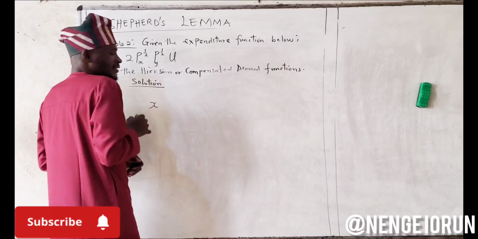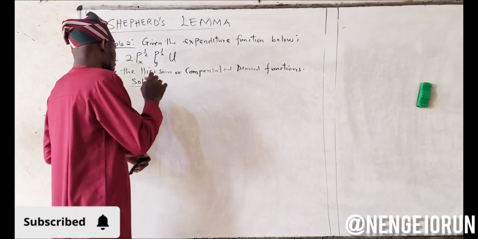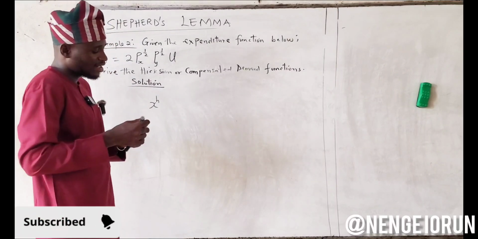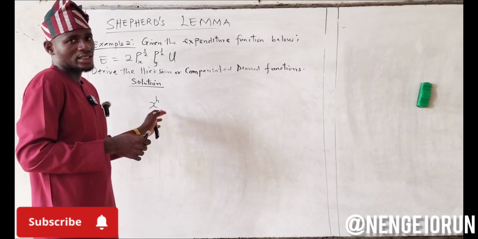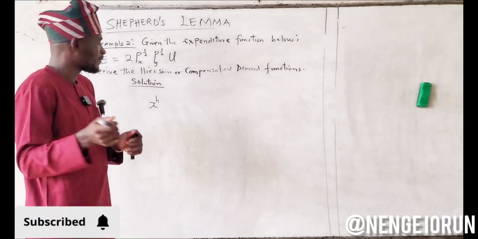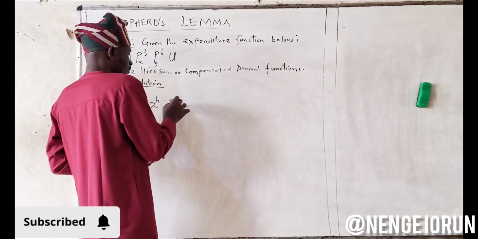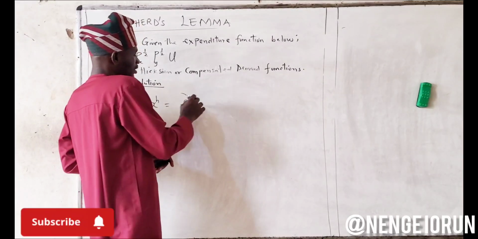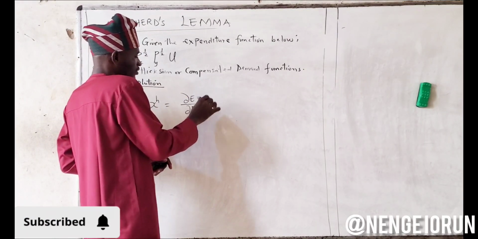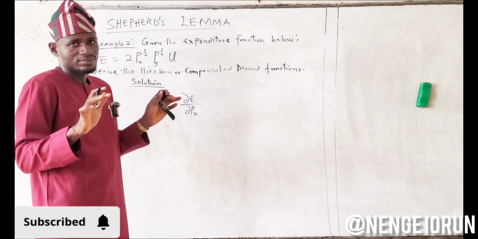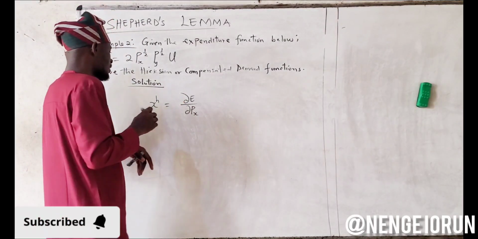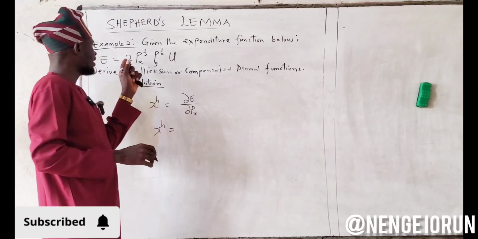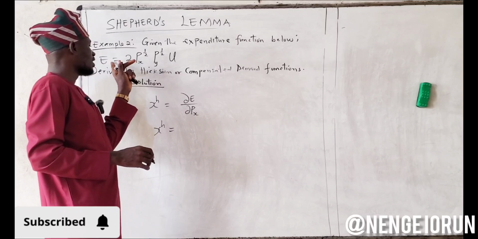for commodity X, the Hicksian demand function X raised to the power of H, the Hicksian demand function for commodity X, according to the Shephard's lemma, is equal to the partial derivative of the expenditure function with respect to the price of X, just like that. Now with this, the Hicksian demand function for commodity X is equal to the partial derivative of this function with respect to X.